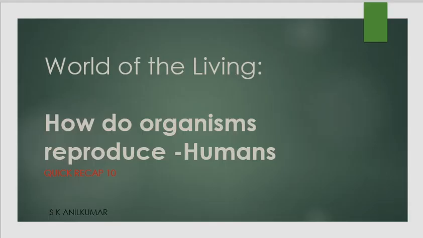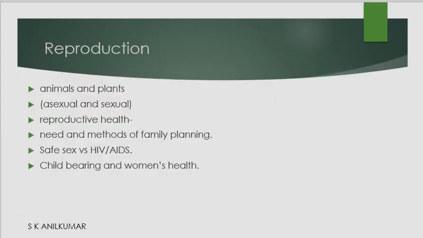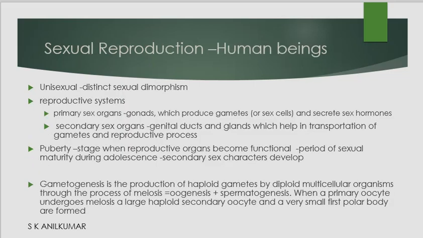Welcome to the session. We are having a quick recap of how organisms reproduce, science for class 10. Now, we have seen in the earlier video about the ways of reproduction, asexual and sexual, and we have seen how the plants reproduce. Now, we will see about the humans.